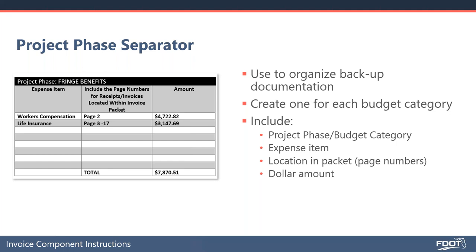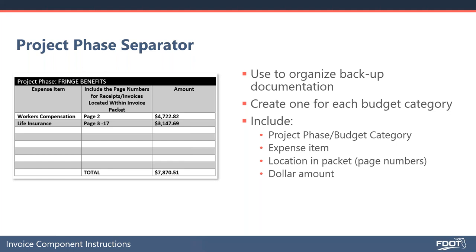In the project phase separator, you're going to include a summary, and we have the source document for you that we'll send to you after this webinar, where you're going to summarize each of the expenses incurred. The expenses incurred should, after this cover sheet, go in order as they appear. And this will allow us to go through the auditing process in a more efficient, streamlined manner. It's not just easier for us, it's easier for you.